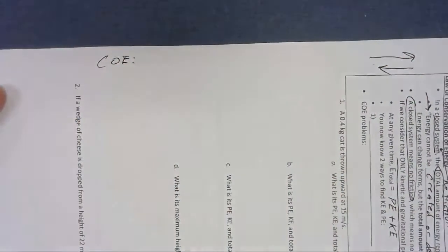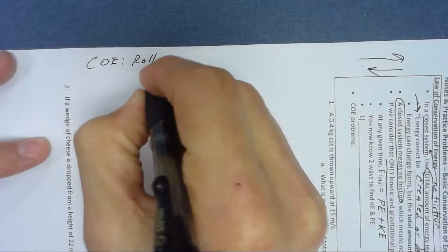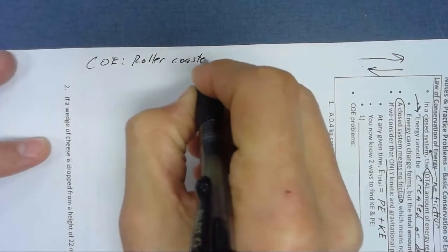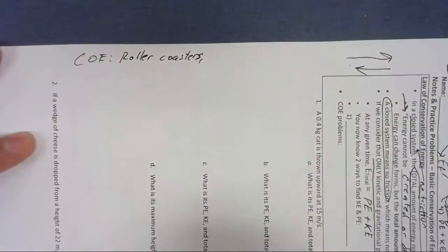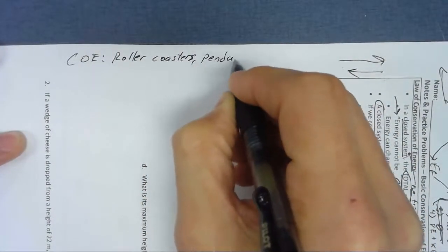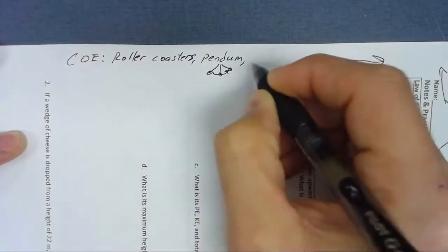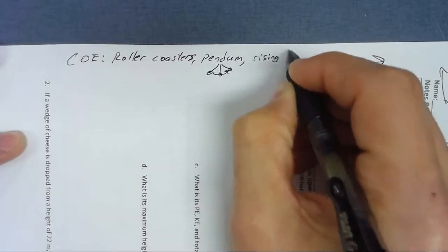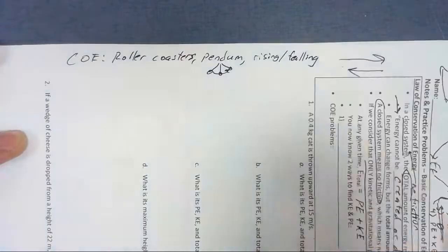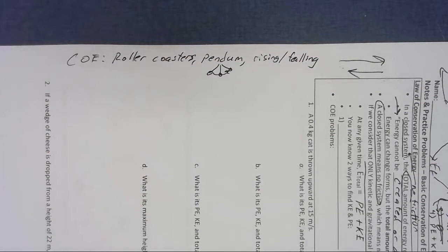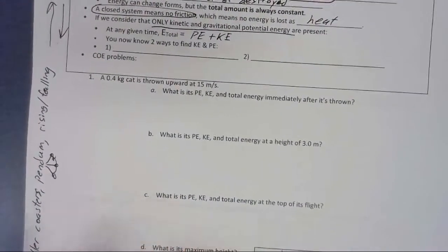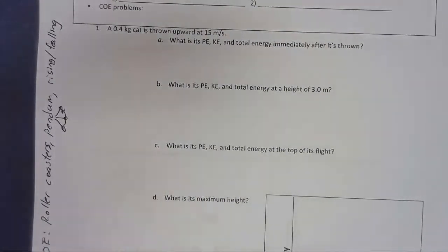As a matter of fact, if you want to turn your notes on the side, if you were here, you should have written this. COE means conservation of energy. I'm going to tell you the 3 types of problems that we're going to have with conservation of energy. The problems will be about roller coasters. We all know what a roller coaster is. It'll be about a pendulum. A pendulum is anything that's swinging back and forth, right? Or anything that is rising or falling. Notice I didn't put lifting in that list, and there's a reason why. Roller coasters, pendulums, rising and falling.